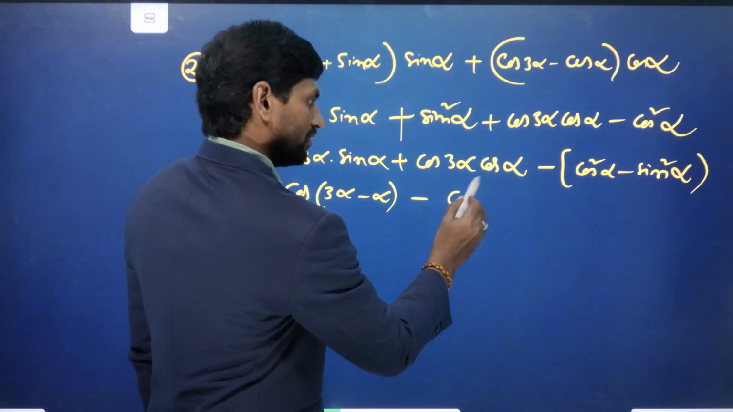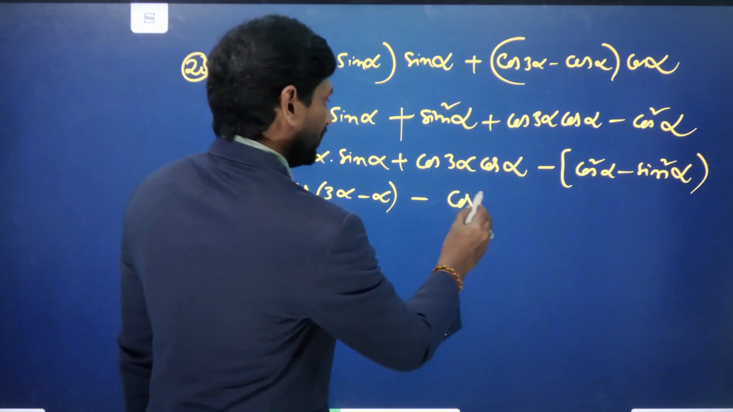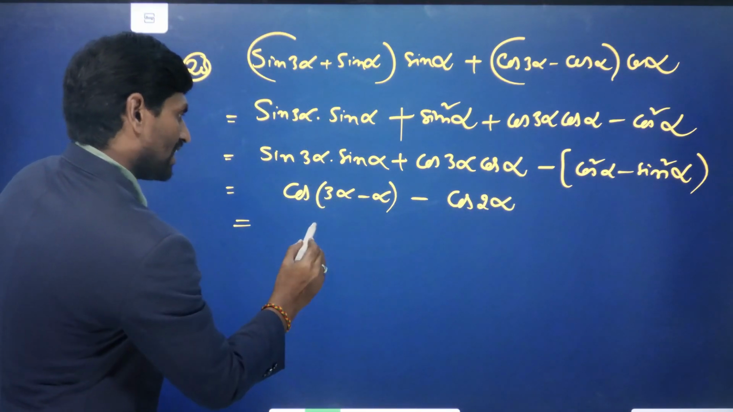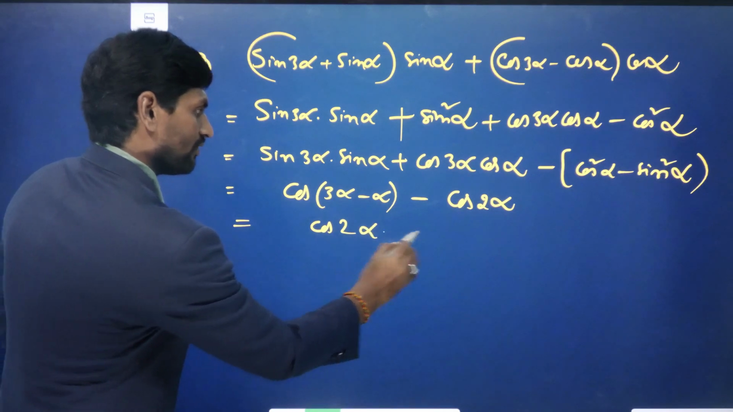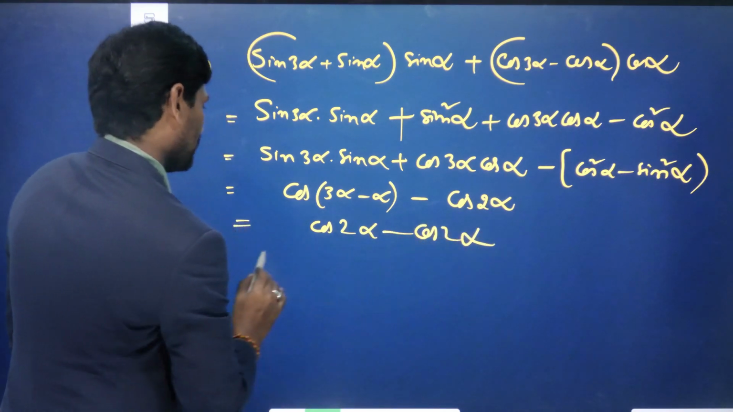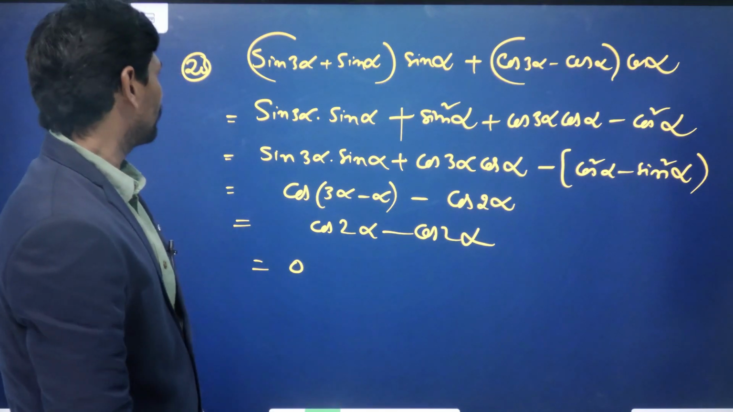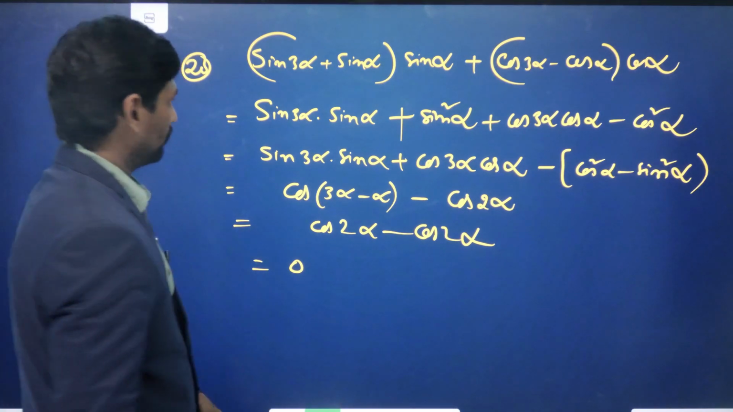But in the place of theta it is given as alpha, so it is cos 2 alpha. See here, 3 alpha minus alpha is 2 alpha. This is also cos 2 alpha. Answer is 0, because both of the terms have a negative symbol, answer is 0. Let us go to the next problem.